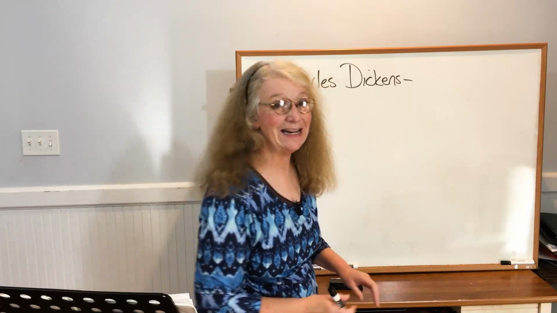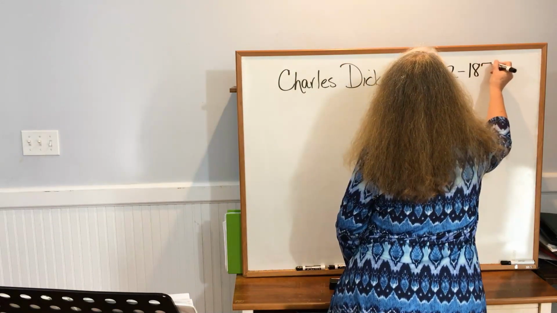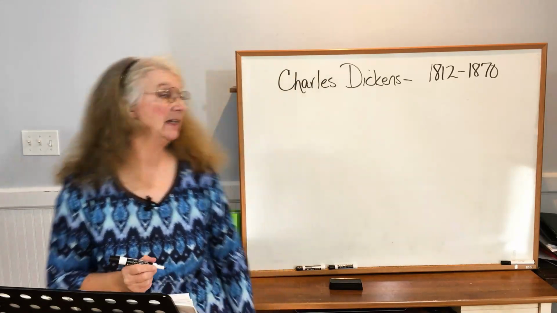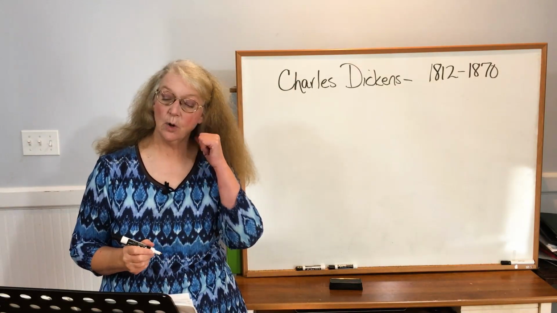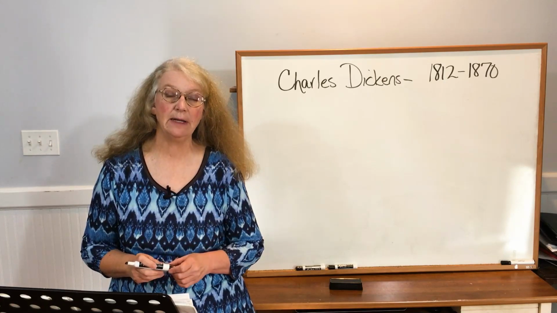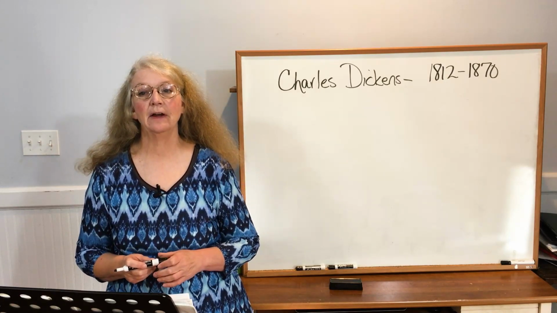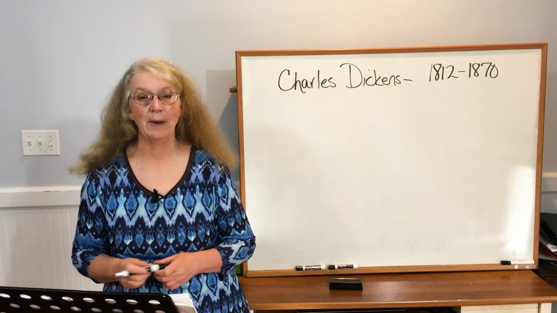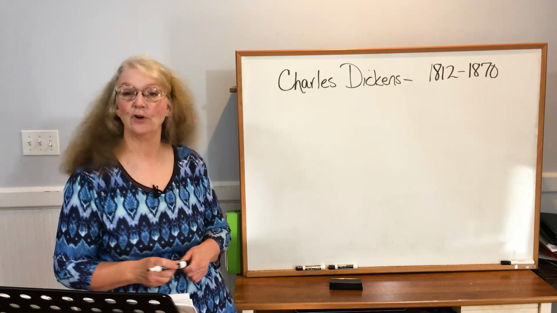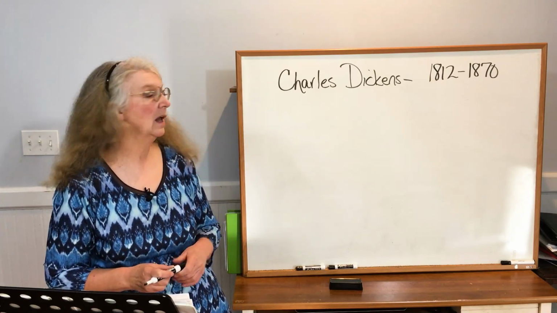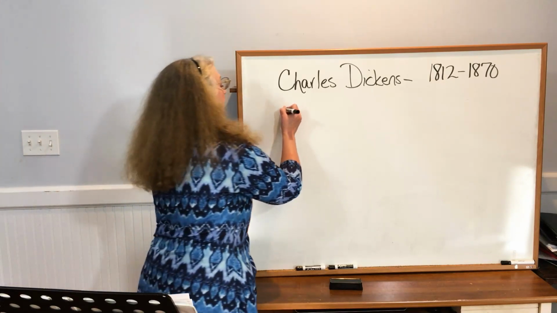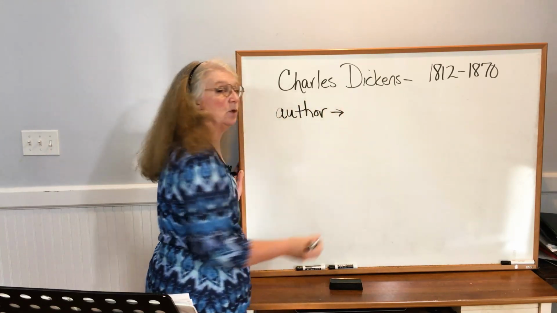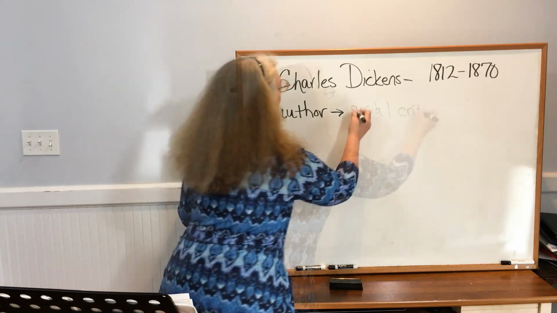Charles was born in 1812 and he died in 1870. He was born in February, actually, of 1812. He was the oldest son of his family, and not the only one by any stretch of the imagination. There were more to come after him, but he was the first to be born. He was not only an author, of which he's very famous for, but he was also what we call a social critic.